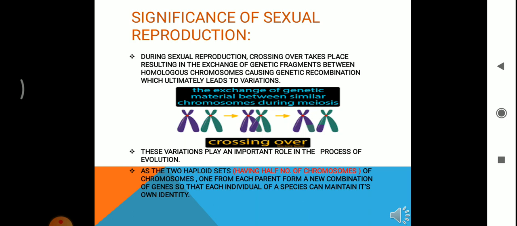beginning of life. And the second advantage is, as we know, in sexual reproduction, the two haploid sets of chromosomes, one from each parent, one set from the mother and one set from the father, unite to form a new combination of genes, so that each individual of a species can maintain its own identity.